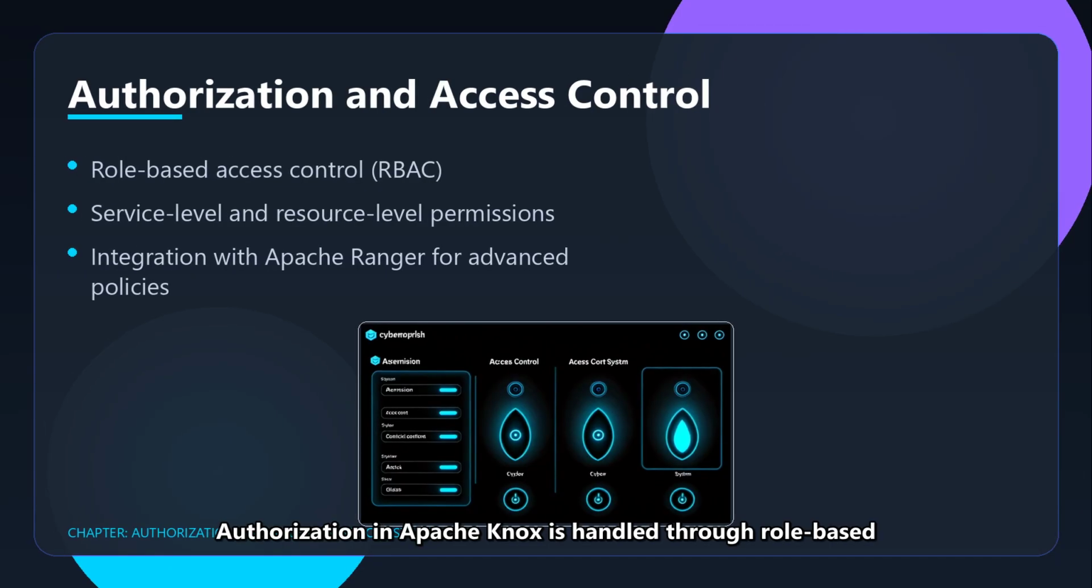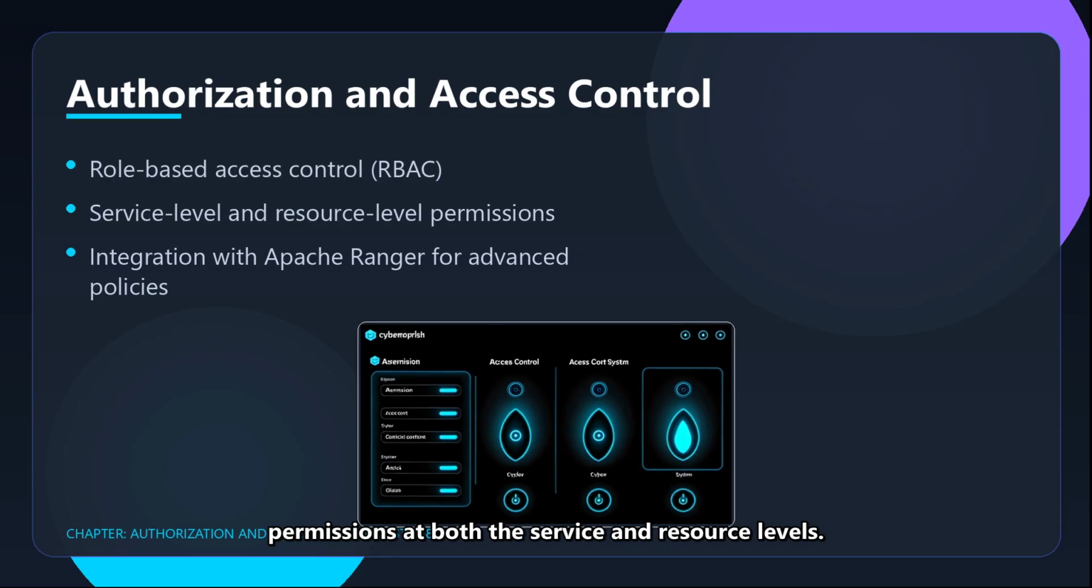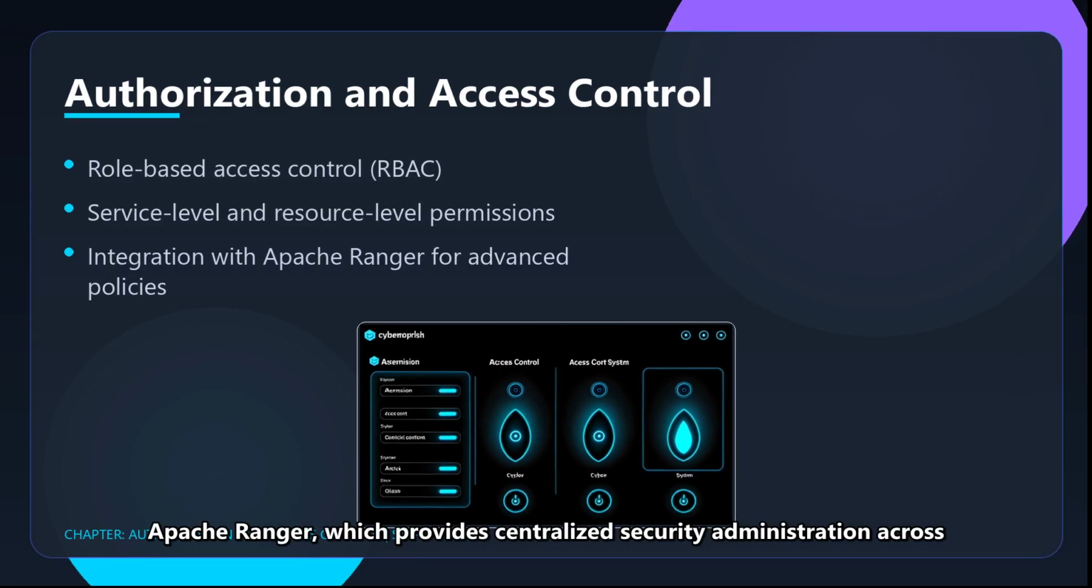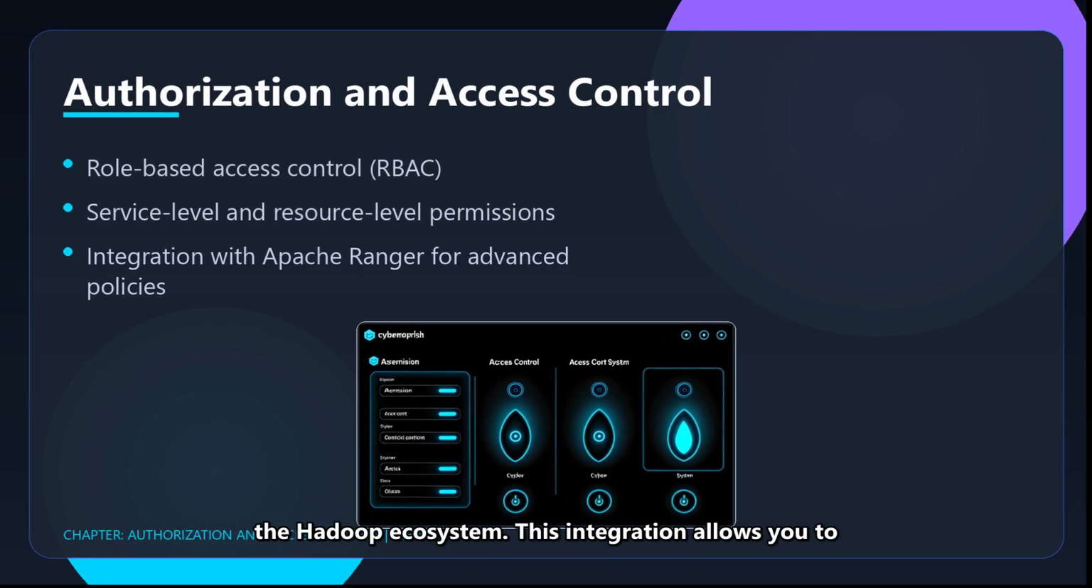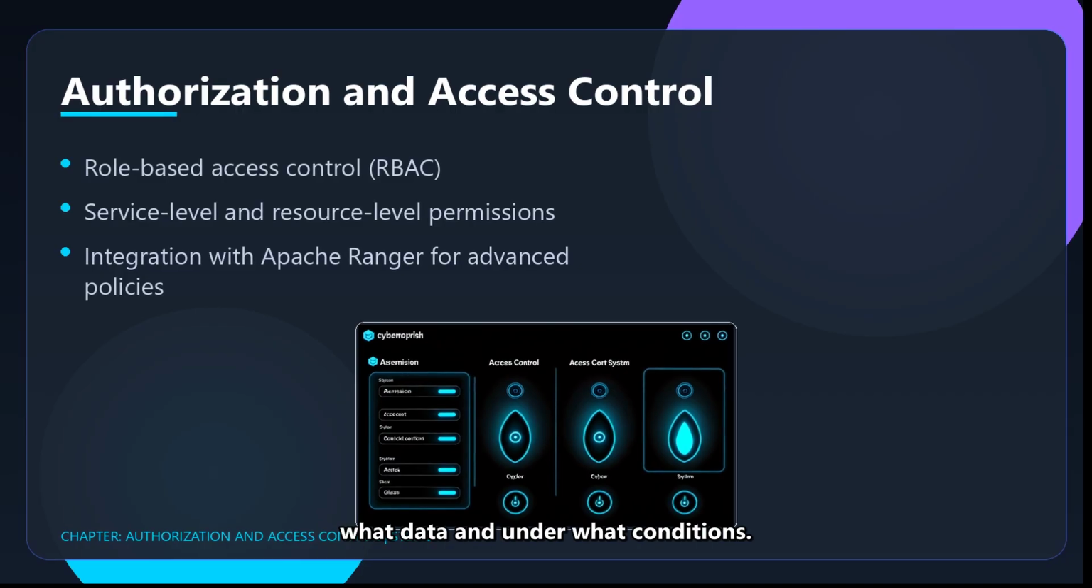Authorization in Apache Knox is handled through role-based access control. You can define roles and assign permissions at both the service and resource levels. For more advanced use cases, Knox integrates with Apache Ranger, which provides centralized security administration across the Hadoop ecosystem. This integration allows you to create complex policies that govern who can access what data and under what conditions.